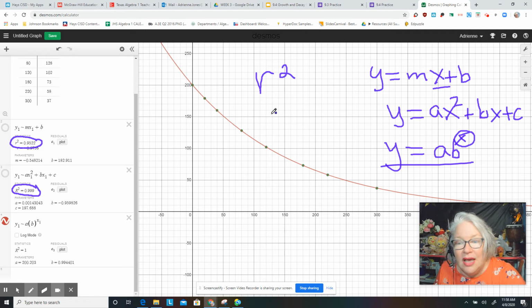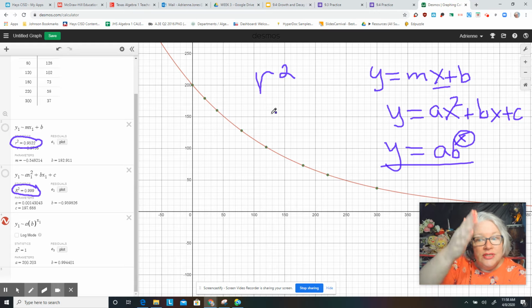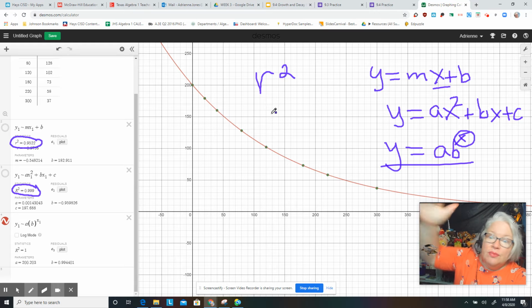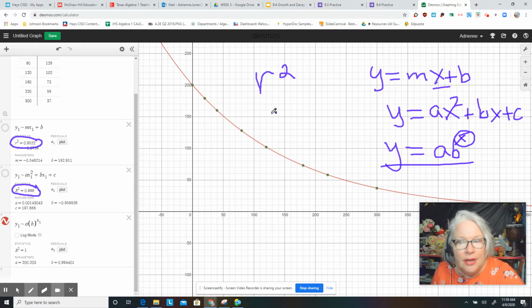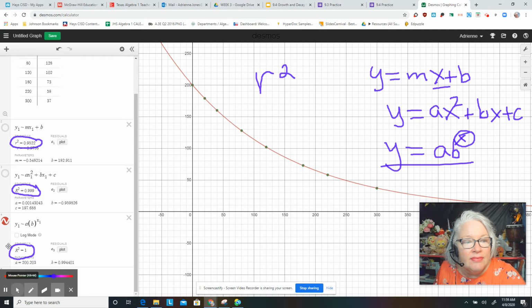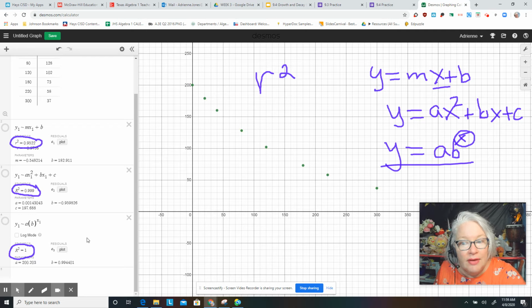But since it was a real world situation and given my knowledge of radioactive materials, I know radioactive materials decay. They don't start to ramp back up again. So you look at your R squared value, the closer it is to 1, the better prediction the function is. And given my 3 choices here, without even worrying about what the graphs look like, going off the R squared values, the exponential one is obviously the best choice.